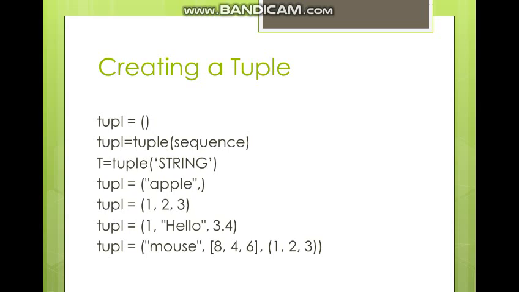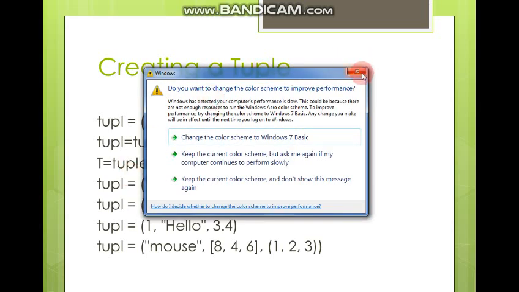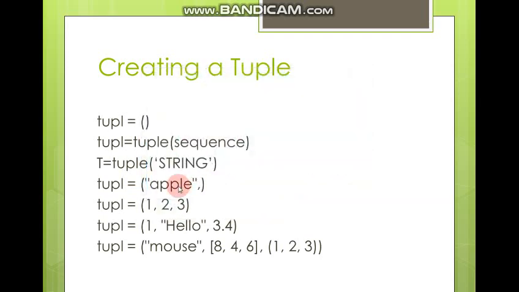For example, this is a string, and you want to convert it into a tuple and store it in a variable. Then you can just write like this: t is equal to tuple(string). So this tuple t will contain this string, and each character of this string will be stored as an individual element of the tuple.